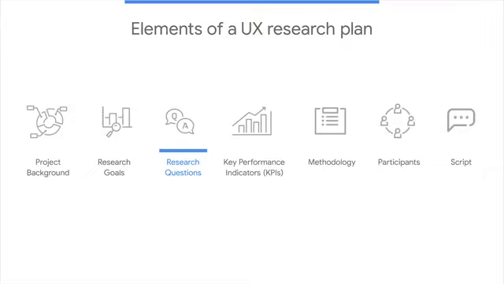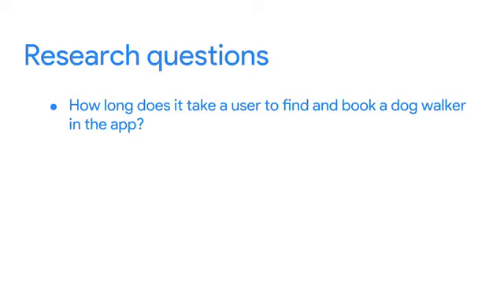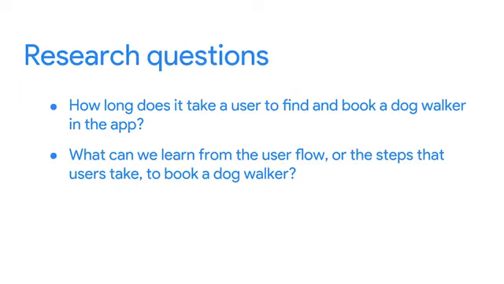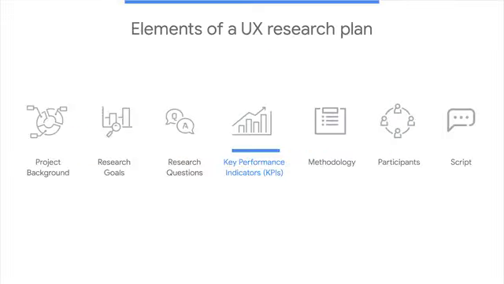After you determine research goals, you need to develop detailed research questions for your plan. What are the questions your research is trying to answer? For example, our research questions might be, how long does it take a user to find and book a dog walker in the app? And what can we learn from the user flow or the steps that users take to book a dog walker?